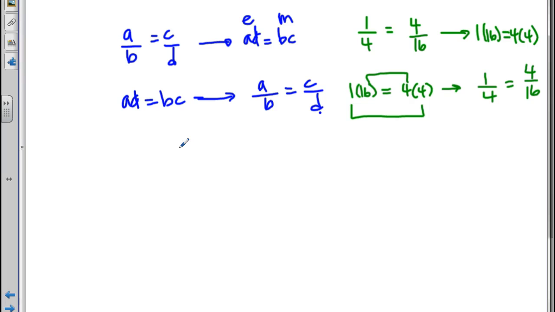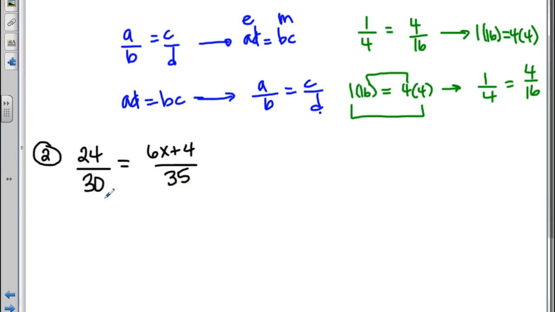All right, example number 2. Let's work this proportion. So 24 is to 30 as 6x plus 4 is to 35. Now, when we just have numbers like this, a fraction here, we can go ahead and reduce this. It makes life a little bit easier on us. So I think we could probably at least divide by 6 on the top and the bottom. So 24 divided by 6 is 4, 30 divided by 6 is 5. So now 4/5 equals (6x plus 4) over 35.